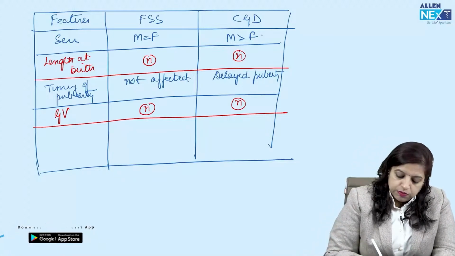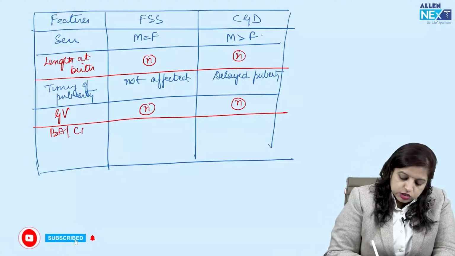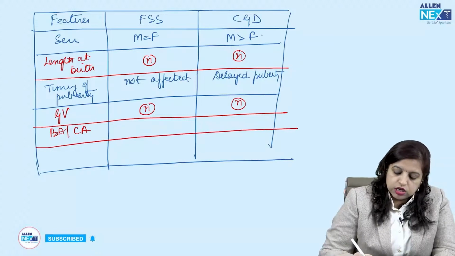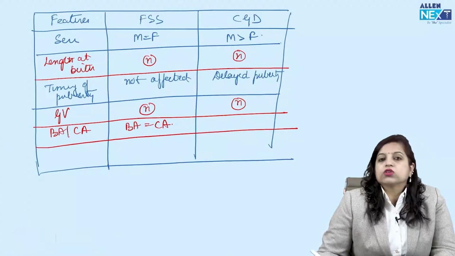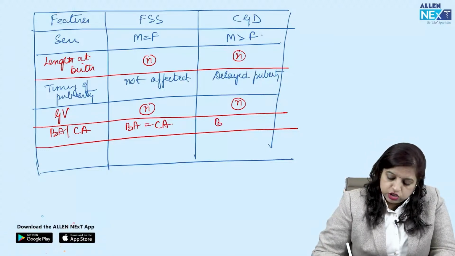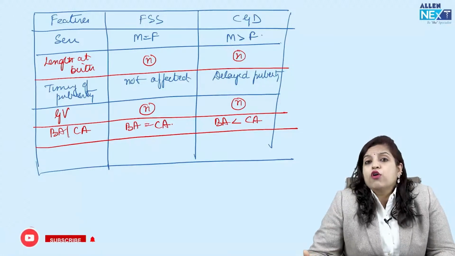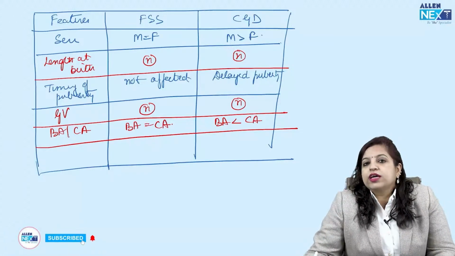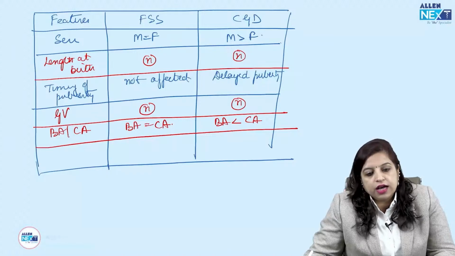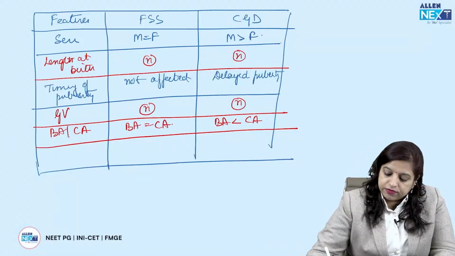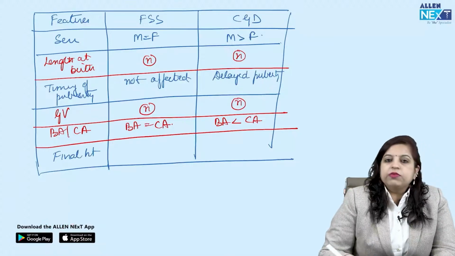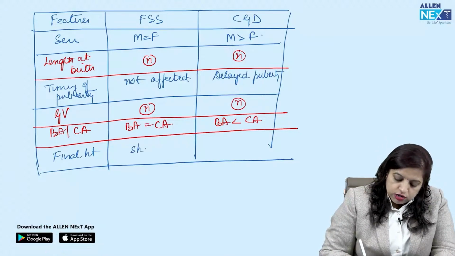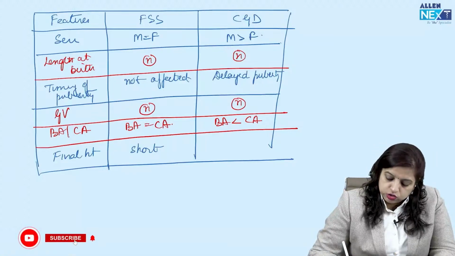Then what about the bone age and chronological age? We know in familial short stature, the bone age corresponds with the chronological age, while in constitutional growth delay, the bone age is definitely delayed as compared to chronological age, which is of relief. That means the child has the potential to catch up with the height, right? And finally, the final height in familial short stature is going to be short, while in constitutional growth delay, it is going to be normal.